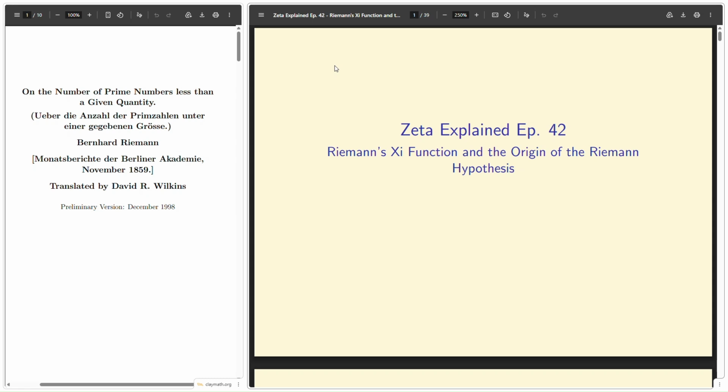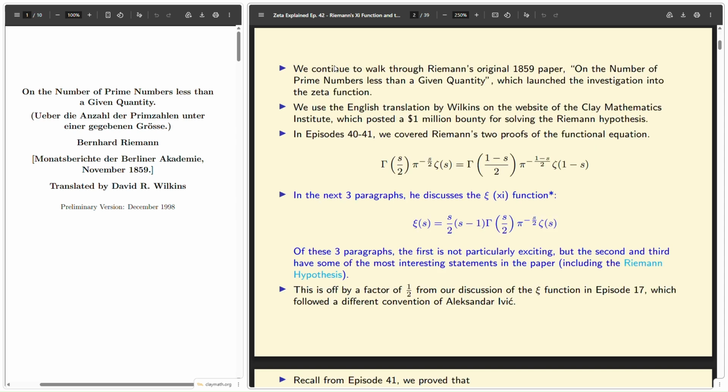Today we are covering Riemann's Xi function and the origin of the Riemann hypothesis. So today we're going to continue to walk through Riemann's original 1859 paper, which is on the number of prime numbers less than a given magnitude. And this paper originally launched the investigation into the zeta function, and this paper is actually where the Riemann hypothesis comes from, and we'll get to that today.